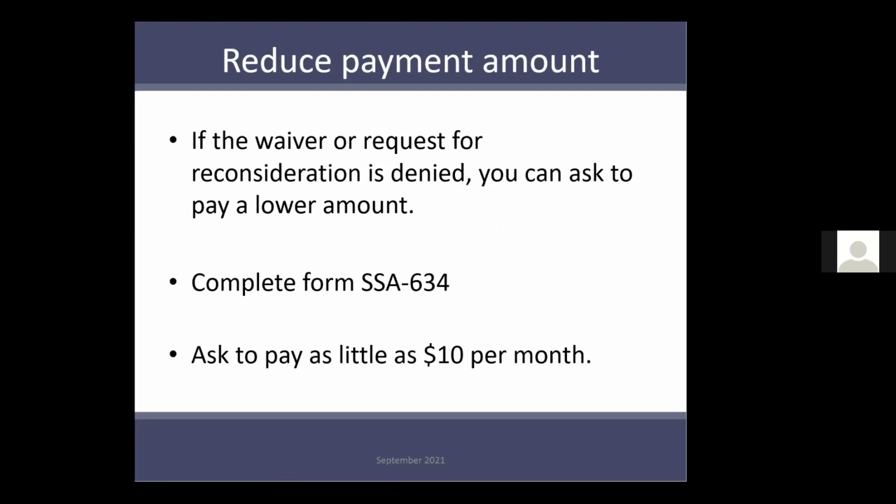Another option, in addition to requesting reconsideration to appeal the existence of the overpayment or the amount, or requesting a waiver, is to ask for a lower amount to be withheld. So if the request for reconsideration is denied and you can't get around the fact that there is this overpayment, if Social Security refuses to waive it, and there's really just no other option.